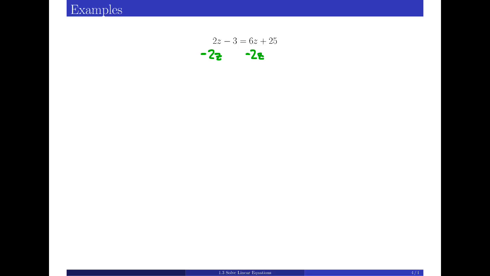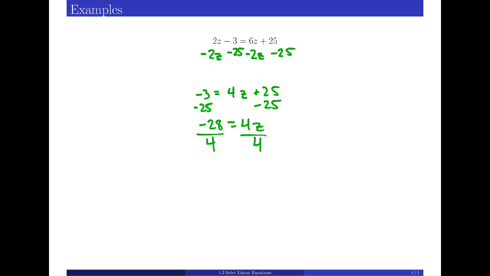And if you want, at the same time, you could subtract 25 from both sides. Maybe you want to take it one step at a time, that's fine. Maybe you want to get to negative 3 equals 4z plus 25, and then subtract 25 from both sides. And then there we're at negative 28 equals 4z. Or you could do it all at once, and you end up with this same thing in one step. But anyway, 4 times z, to undo that multiplication, we divide. So we divide both sides by 4 and flip things around so that it reads better. We end up with z equals negative 7.